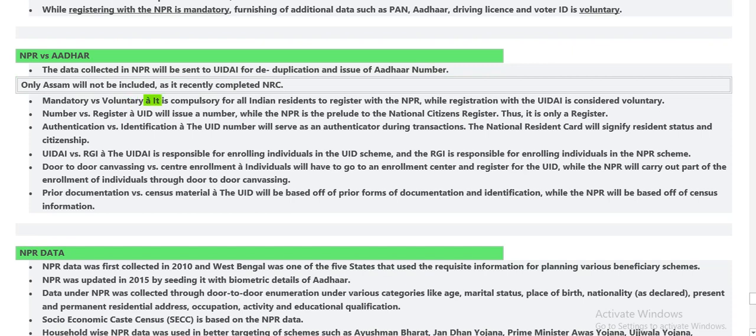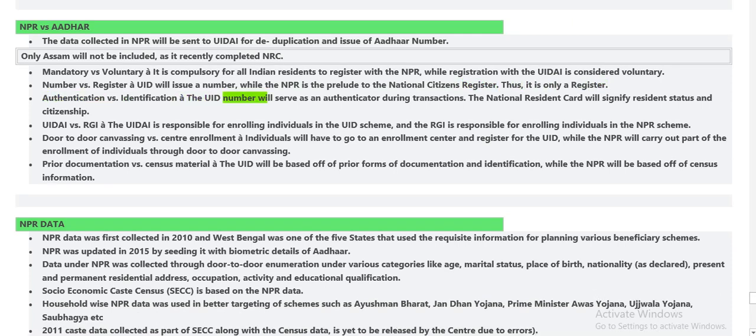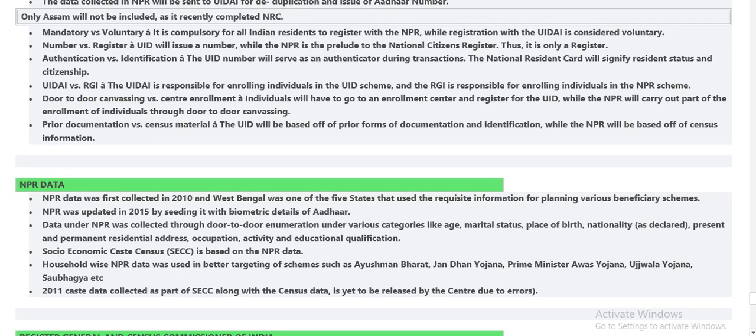NPR versus Aadhaar. The data collected in NPR will be sent to UID for deduplication and issue of Aadhaar number. Only Assam will not be included, as it recently completed NRC. Mandatory versus voluntary. It is compulsory for all Indian residents to register with the NPR, while registration with the UID is considered voluntary. Number versus register. A UID will issue a number, while the NPR is the prelude to the National Citizens Register. Thus, it is only a register. Authentication versus identification. The UID number will serve as an authenticator during transactions. The National Resident Card will signify resident status and citizenship.